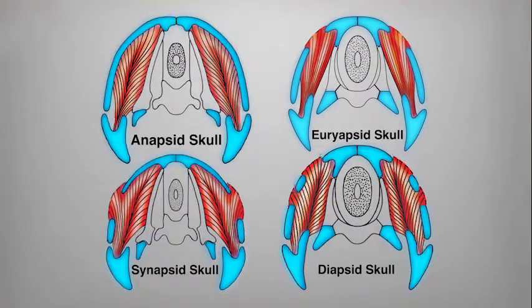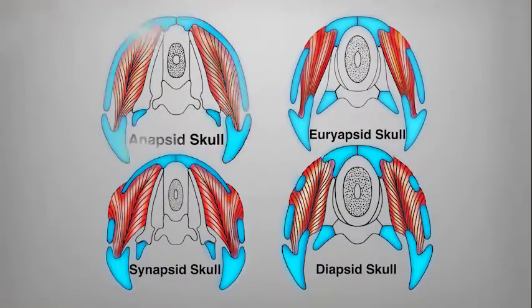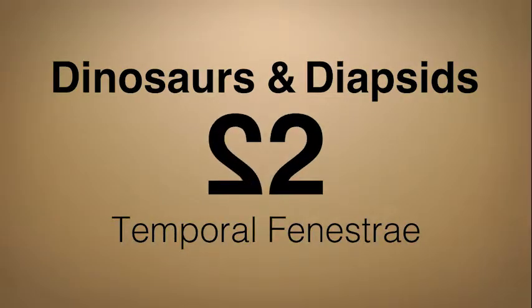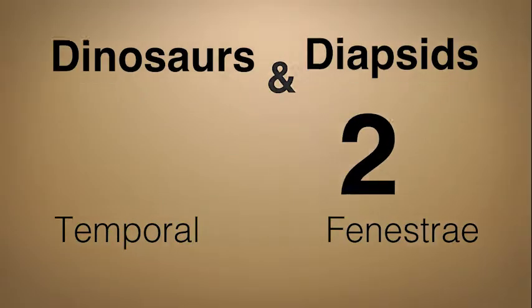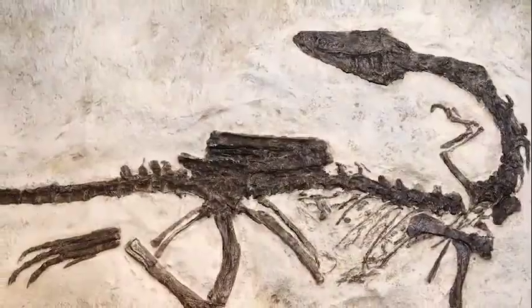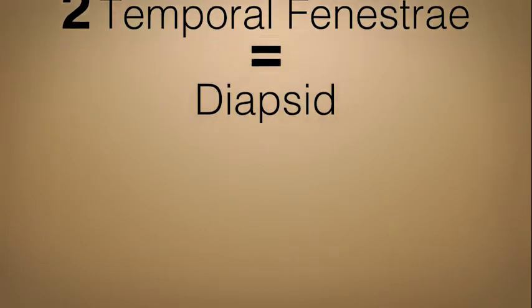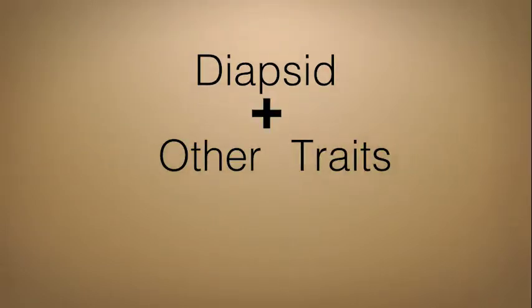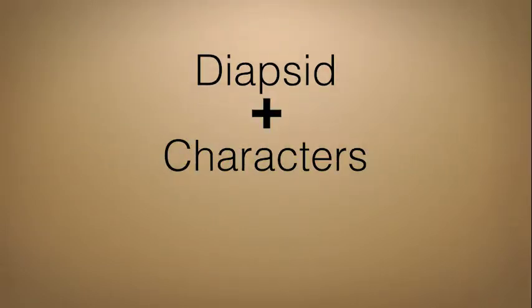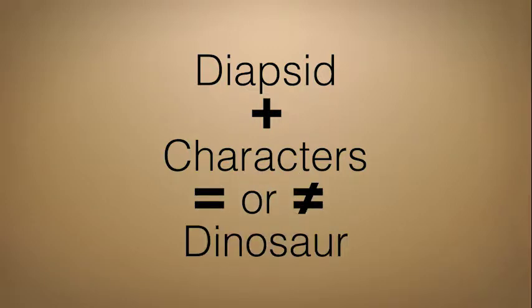What does all this have to do with recognizing dinosaurs? Dinosaurs are diapsids, which have 2 temporal fenestrae on each side of the skull. So when we want to know if a fossil skeleton is from a dinosaur, we first look to see if it has those fenestrae. If it does, we then look for other traits or characters that will tell us whether or not it's a dinosaur.